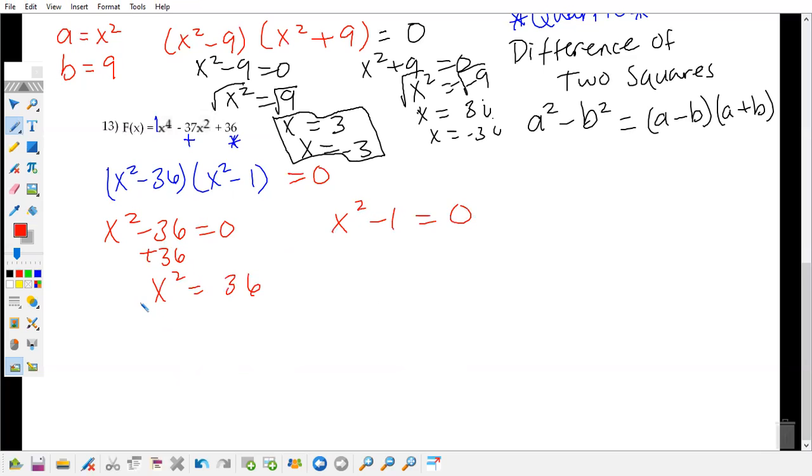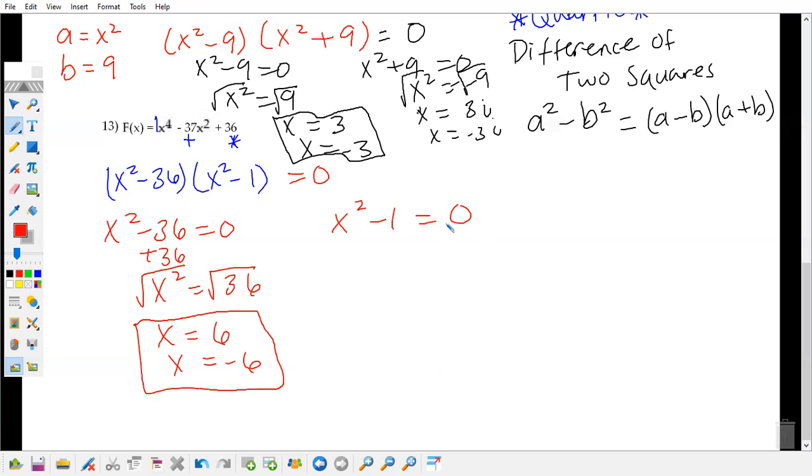Then what do I need to do? The opposite of squaring something is to take the root. What is the square root of 36? Positive and negative 6. And those are real numbers, so they count as real zeros.